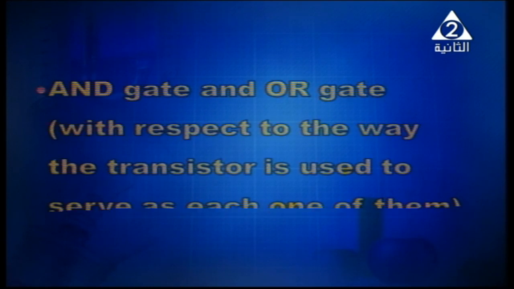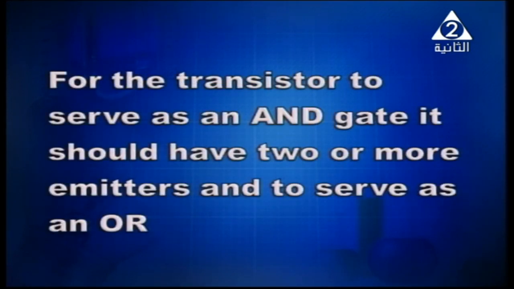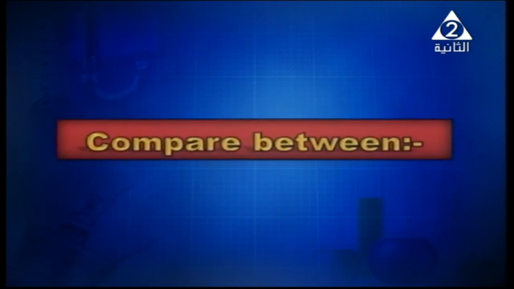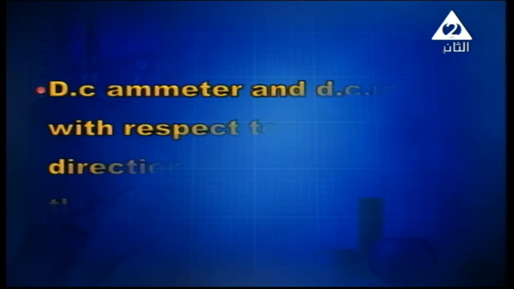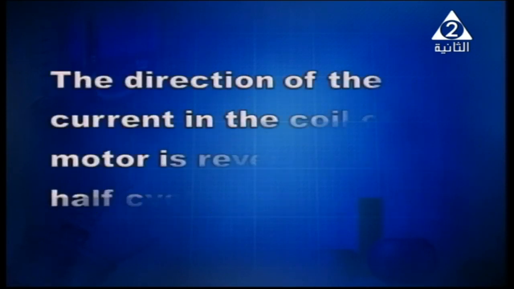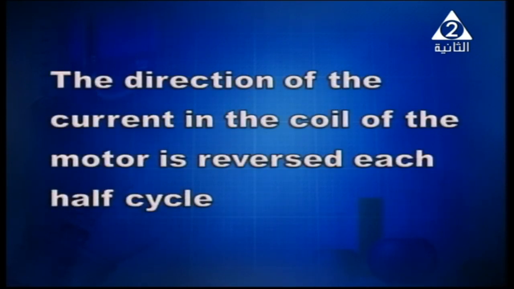Okay, for the transistor to serve as an AND gate, it should have 2 or more emitters. And to serve as an OR gate, 2 or more transistors are connected in parallel to each other. And now compare between DC emitter and DC motor with respect to the direction of the current in the coil in each one of them.